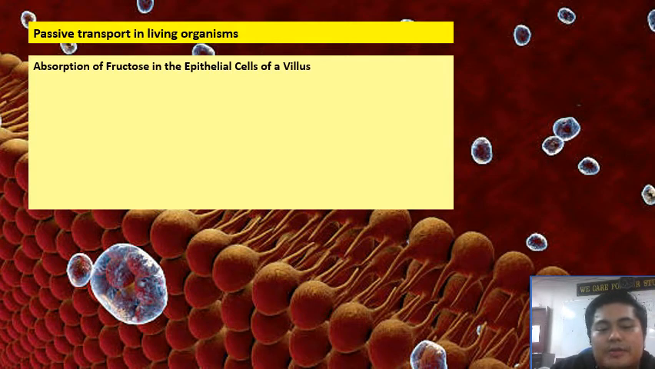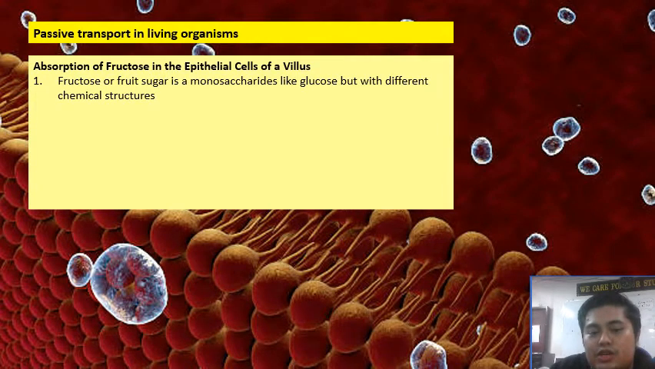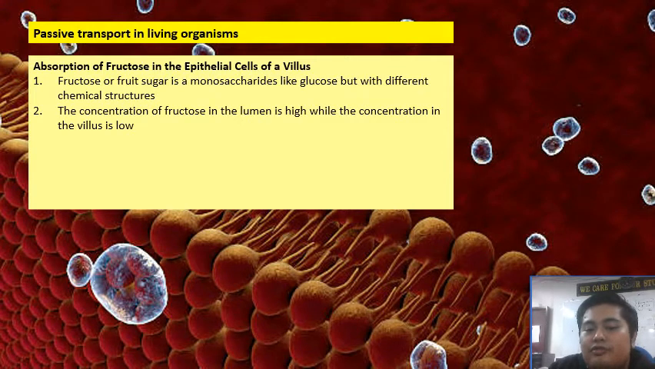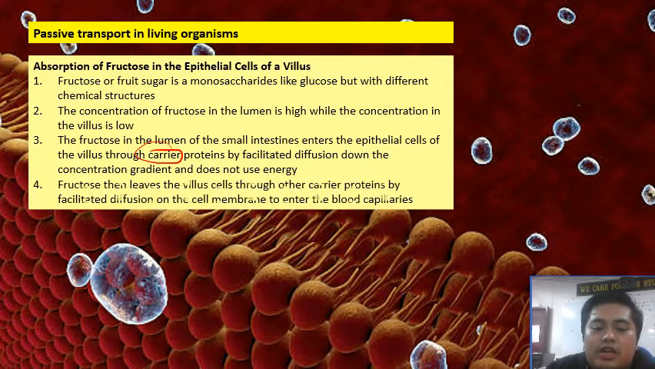So, yang seterusnya pula, absorption of fructose in the epithelial cell of a villus. So, first, fructose ataupun fruit sugar is a monosaccharide just like glucose but with a different chemical structure. So, the concentration of fructose in the lumen is high while the concentration in the villus is low, causing the fructose in the lumen of the small intestine to enter the epithelial cell of the villus through a carrier protein by facilitated diffusion down the concentration. So dia guna bantuan siapa? Dia guna bantuan carrier protein.